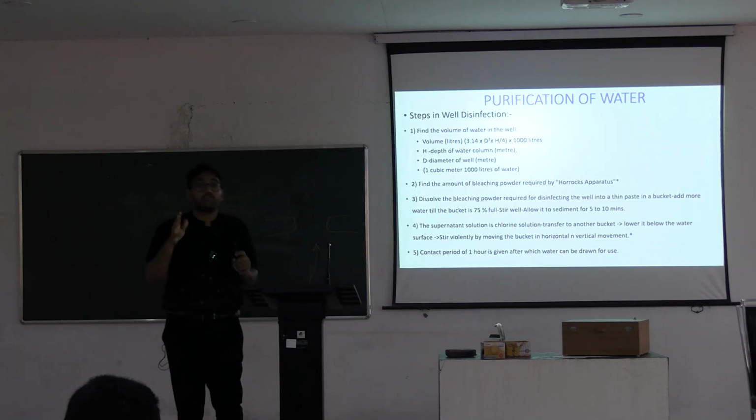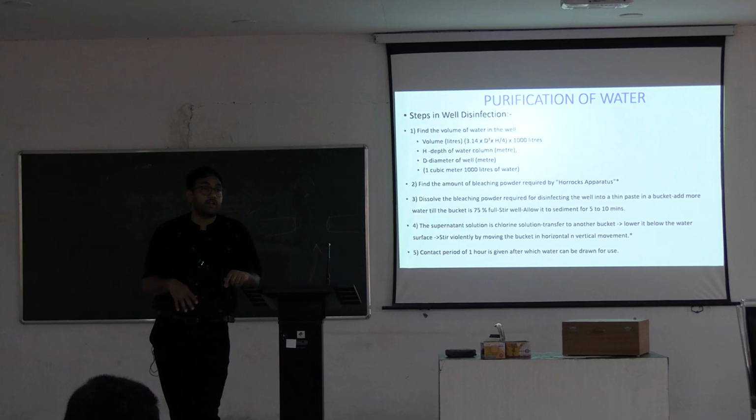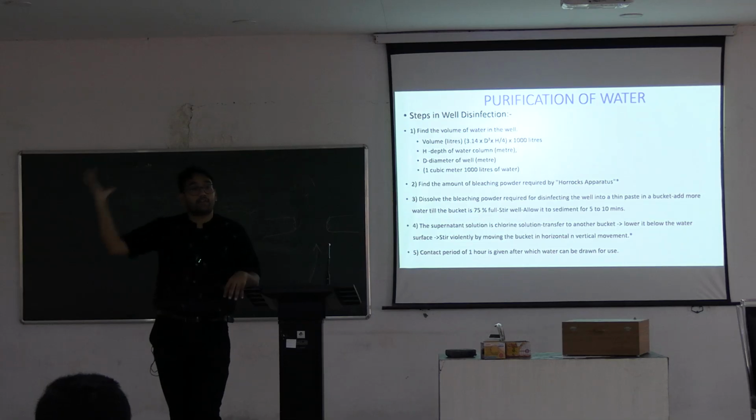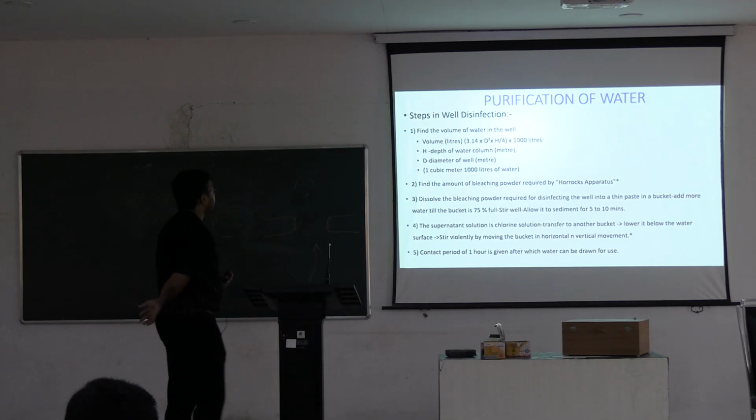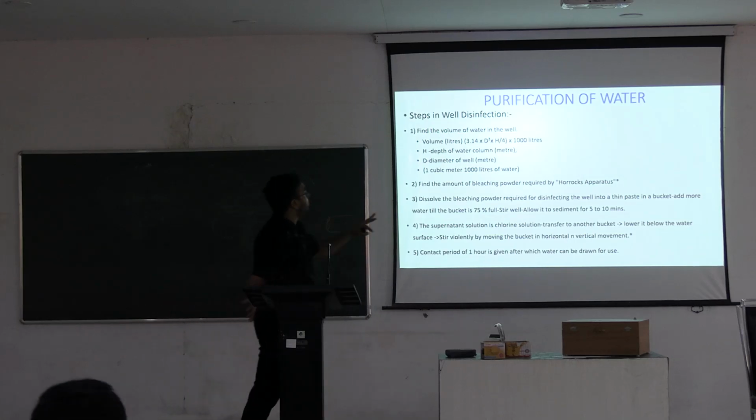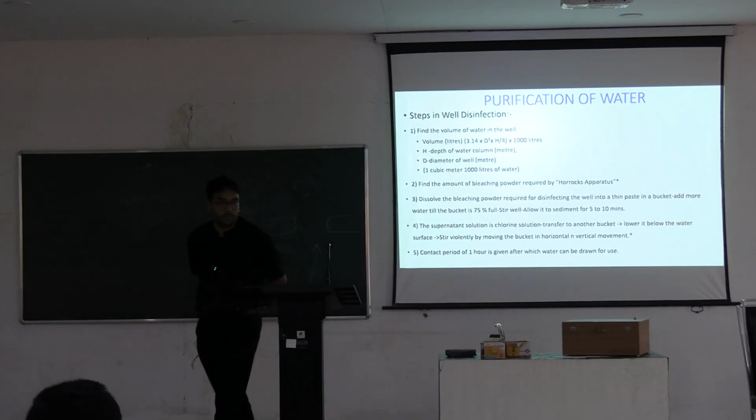Especially if any of you are from the Sundarbans area, then you will know that every time after a cyclone or something occurs, when saline water comes into the ponds and the fishes start dying, there is an exuberance of microbiological flora in those ponds. Then those ponds have to be disinfected, and the disinfection is again done by bleaching powder, right? So Horrock's apparatus will tell us how much bleaching powder is required.